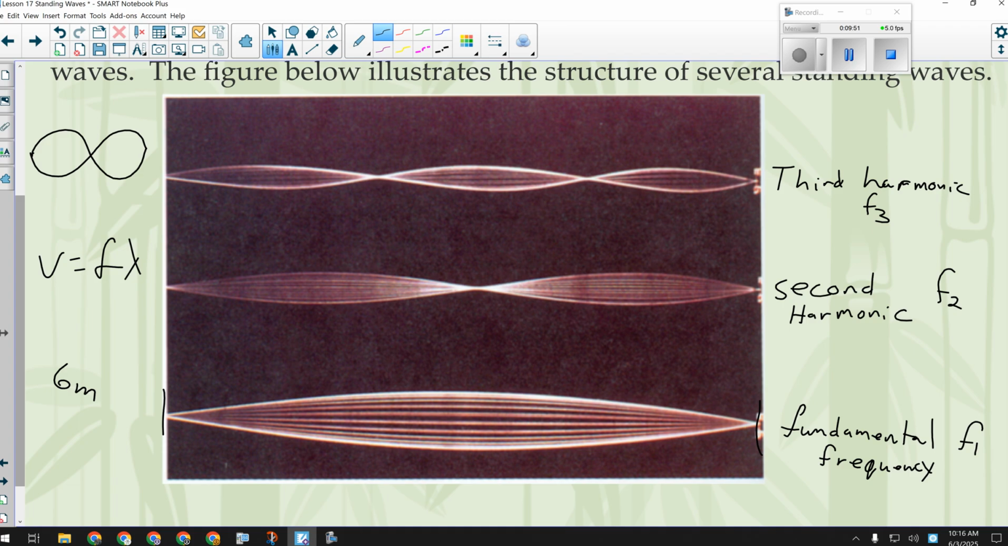Questions there? Okay. Do we ever see in a string instrument these two waves.